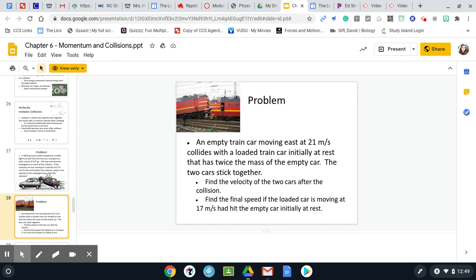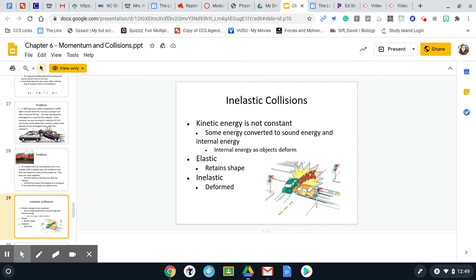When we deal with inelastic collisions, we're looking at kinetic energy, how it's not constant. So there's some energy converted to sound energy and internal energy, like something that's going to be deformed. These are collisions where the kinetic energy doesn't remain constant when the objects collide or stick together, and it's converted into something else. And so we use the term elastic versus inelastic because we're referring to something that will retain its shape versus something that will be deformed, if that makes sense.